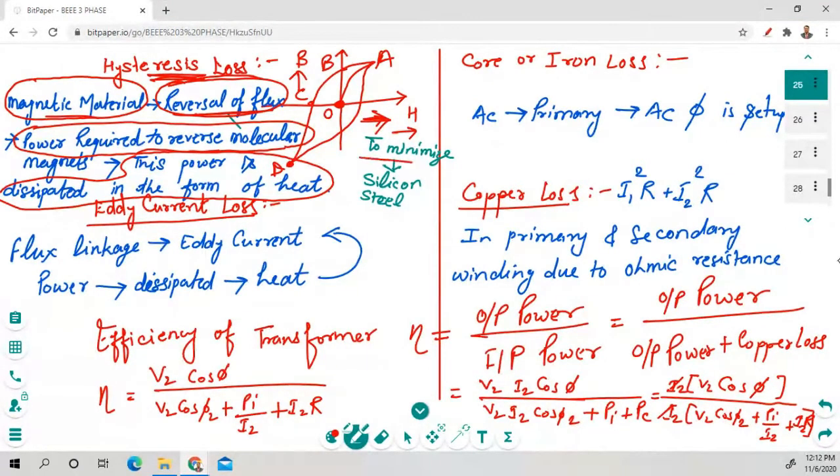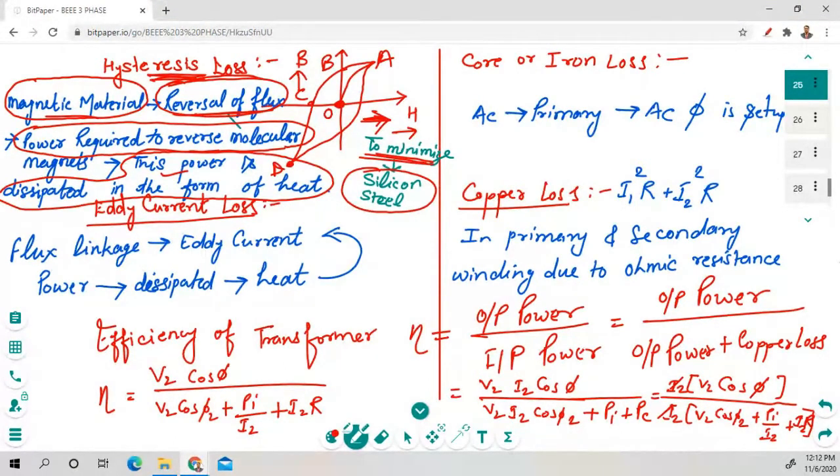Now, to minimize this hysteresis loss, we have to use silicon steel. When you use silicon steel, the loss of power is minimum at that point. Next, come to the eddy current loss. What is this eddy current loss?